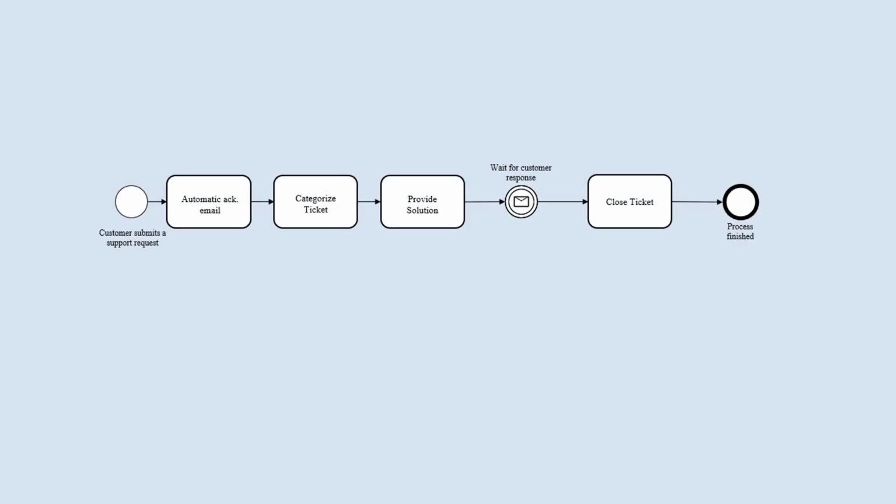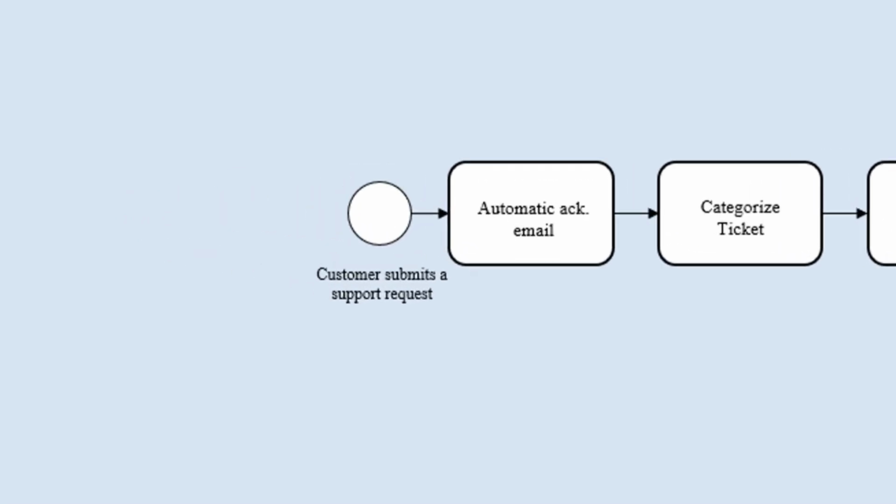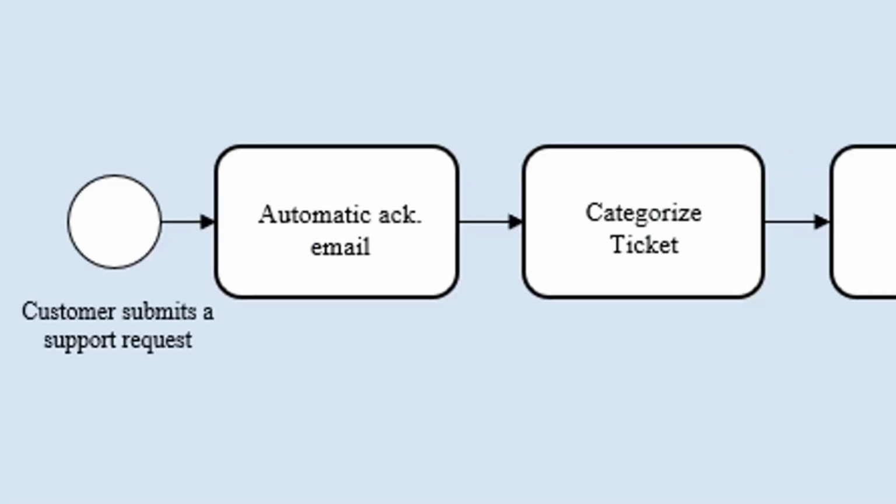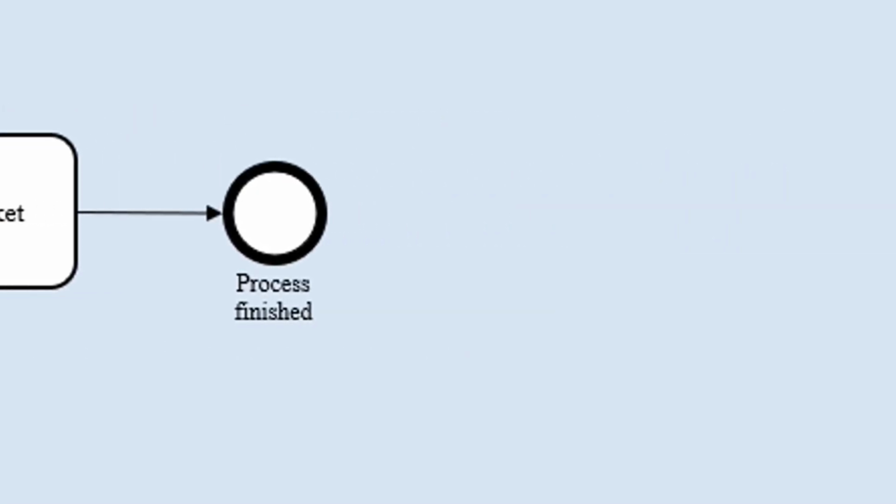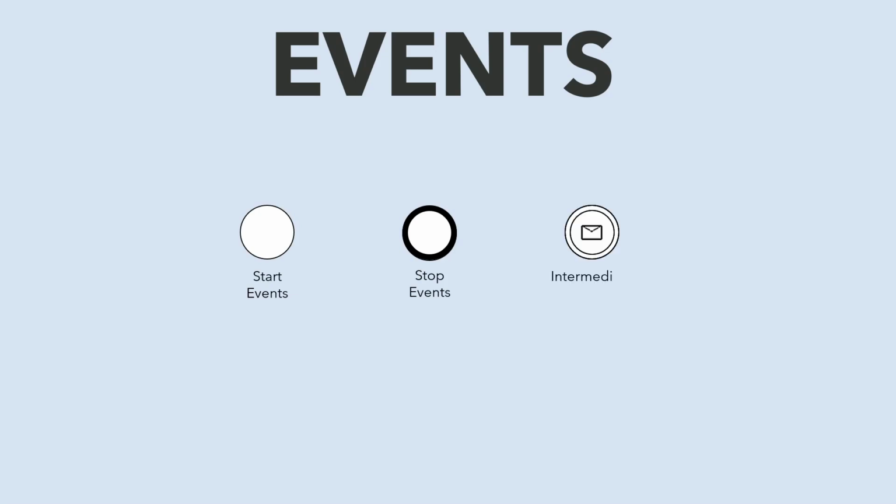Firstly, a start and stop event. These circles represent respectively the start and the stop of the business process. Start events are indicated with a thin border, while stop events have a thick border. There might also be intermediate events, denoted by double borders. These represent something that happens mid-process.